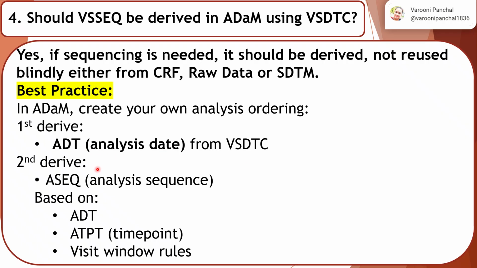The second is, we derive the analysis sequence. Now this is generally based on the time point, like ADTPT. If it is a PKPD kind of analysis, you will see the time point, and generally also the visit window rules. Now the visit window rules you will generally see in the unscheduled visits. So whenever there are any unscheduled visits, if you want to map to that specific visit, then in those scenarios the visit rules apply. So your ASEQ is based generally on these three parameters.